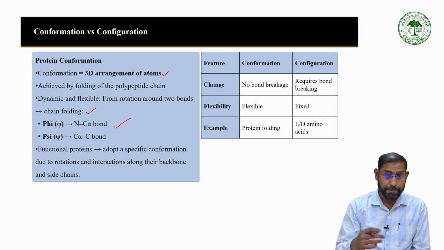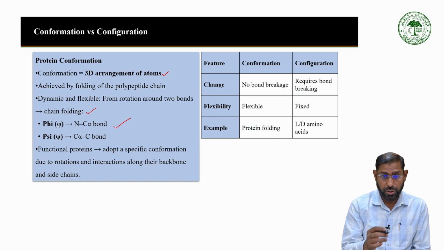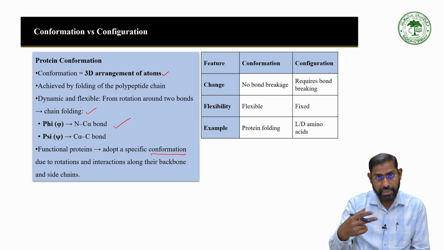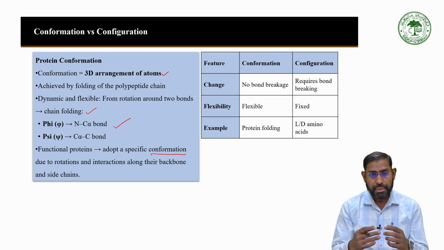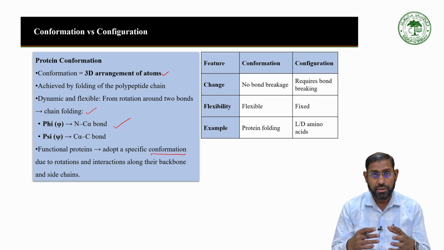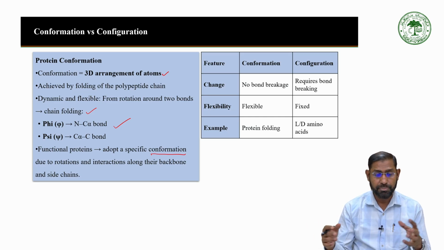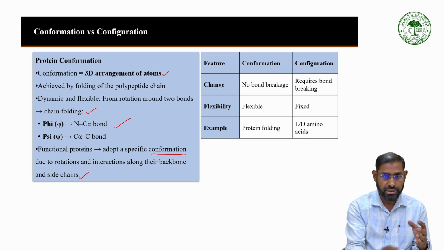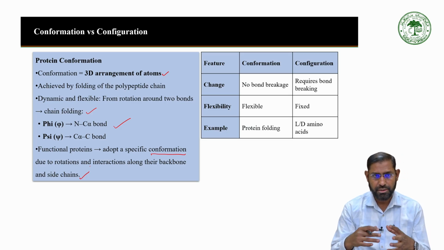This is very important. First is to adopt a conformation due to rotation of the phi and psi bonds, then interaction along their backbone, and backbone with side chain, the R chain. This kind of interaction gives their conformation, which is important for the activity of the functional form of the protein.